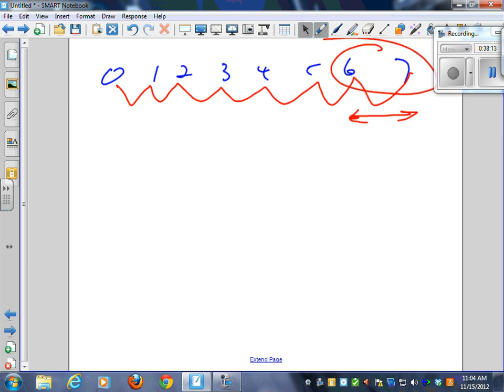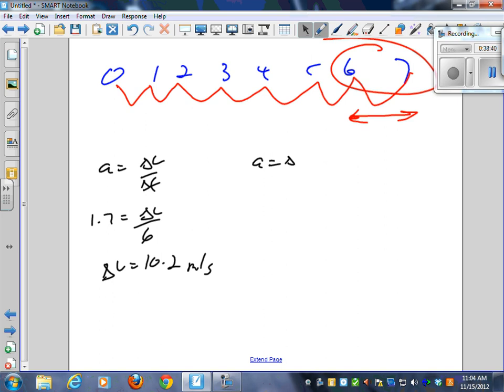So I need to find out the average velocity between 6 and 7, and the only way to get the average velocity between 6 and 7 is to find out how fast it's going at 6 and 7, and then find the average. So how fast is it going after 6 seconds? 1.7 is delta V over 6. So at 6 seconds, it's going to be going 10.2 meters per second.